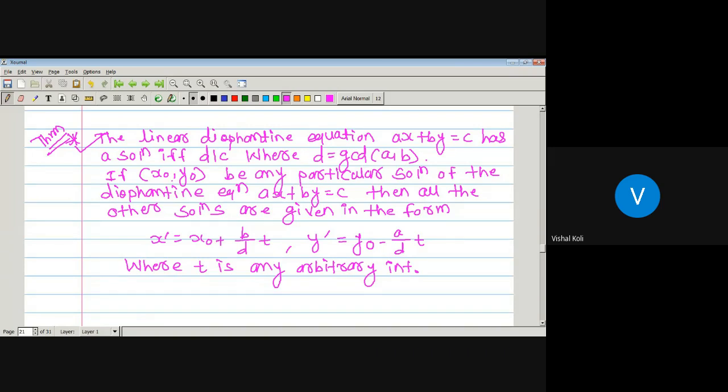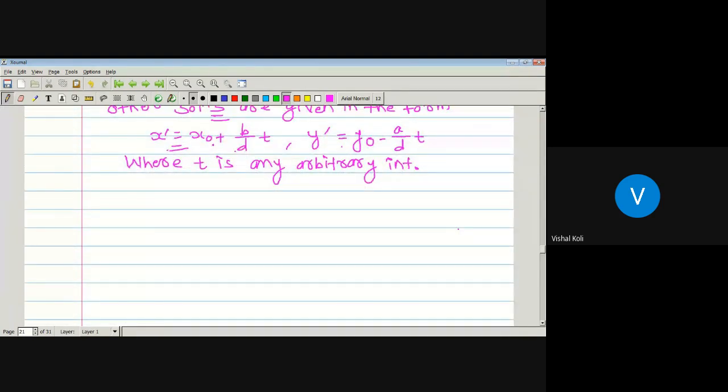And whenever (x₀, y₀) will be the particular solution, then from that one we have to prove that all the remaining solutions are in the form of this one. That is, x' is nothing but x₀ plus b upon d into t, and y' is equal to y₀ minus a upon d into t, where t is any arbitrary integer. That is, it means it is belonging to the set of integers.